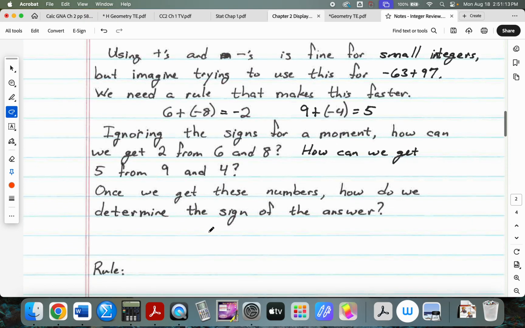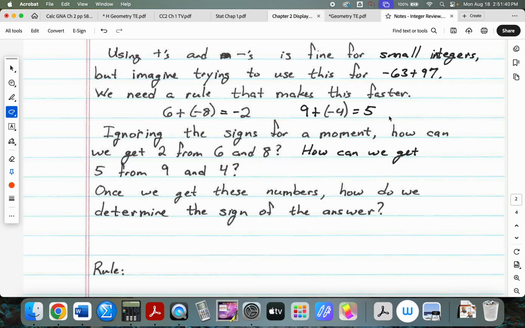So let's go on to page 2. Using positives and negatives is fine for really small numbers. But imagine we were trying to do this for negative 63 plus 97. No one in their right mind is going to write out 63 negatives and 97 positives and then circle up the zero pairs, right? That would take a really long time. So we need a rule that makes this faster.